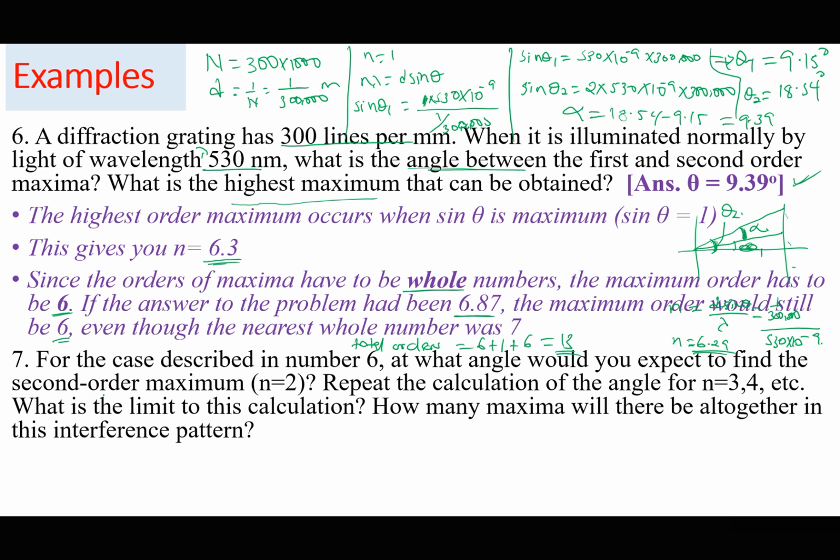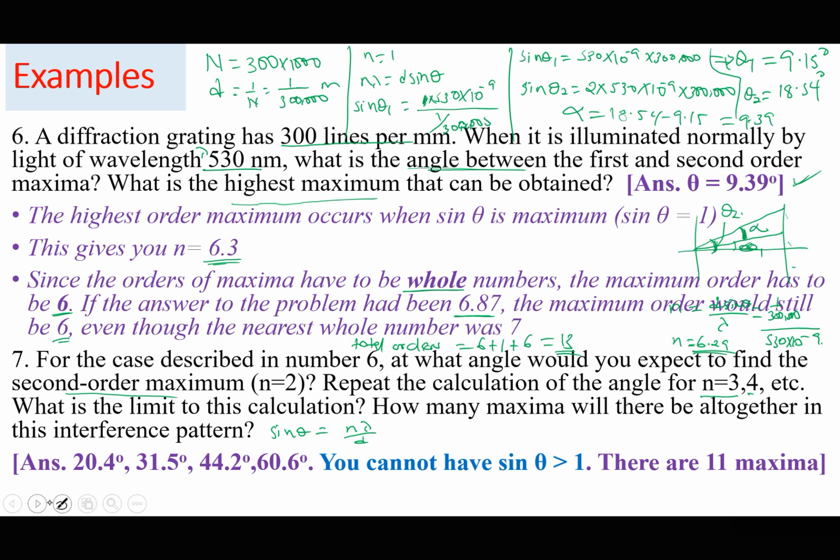For the case described in number 6, at what angle would you expect to find the second order maximum? Repeat the calculation for the angle for n equals 3, etc. What is the limit to this calculation? Of course, we have seen the limit is 90 degrees. I will not repeat this because it's just substituting the formula. Sine theta is going to be equal to n lambda divided by d.